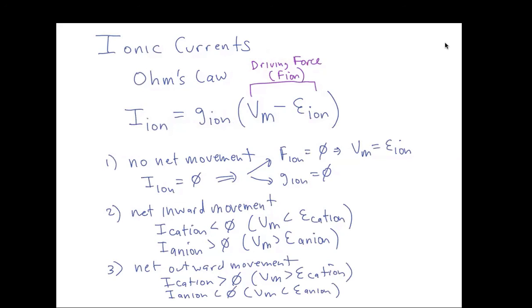So you can see that the driving force really dictates the direction that the ion is going to move. And interestingly, you can see that on either side of the E ion, the current changes direction. So you can see, for example, for the I cation, when the Vm is less than the E cation, it's an inward movement. But then when the Vm is greater than the E cation, the direction reverses, and now you have an outward movement. And the same thing is true for the anionic current. On either side of the E ion, the membrane potential is on either side, the current reverses. And so that's why another name for E ion is the reversal potential for that reason.